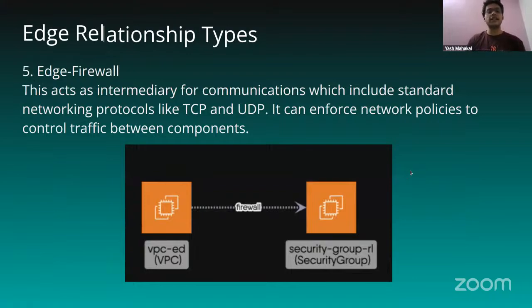There is a next one, and it is a bit interesting, to be honest. We have just seen the edge network relationship, and now we'll be talking about edge firewall relationships. This acts as an intermediary for communications, which includes standard networking protocols like TCP and UDP. It can enforce network policies to control traffic between the components.